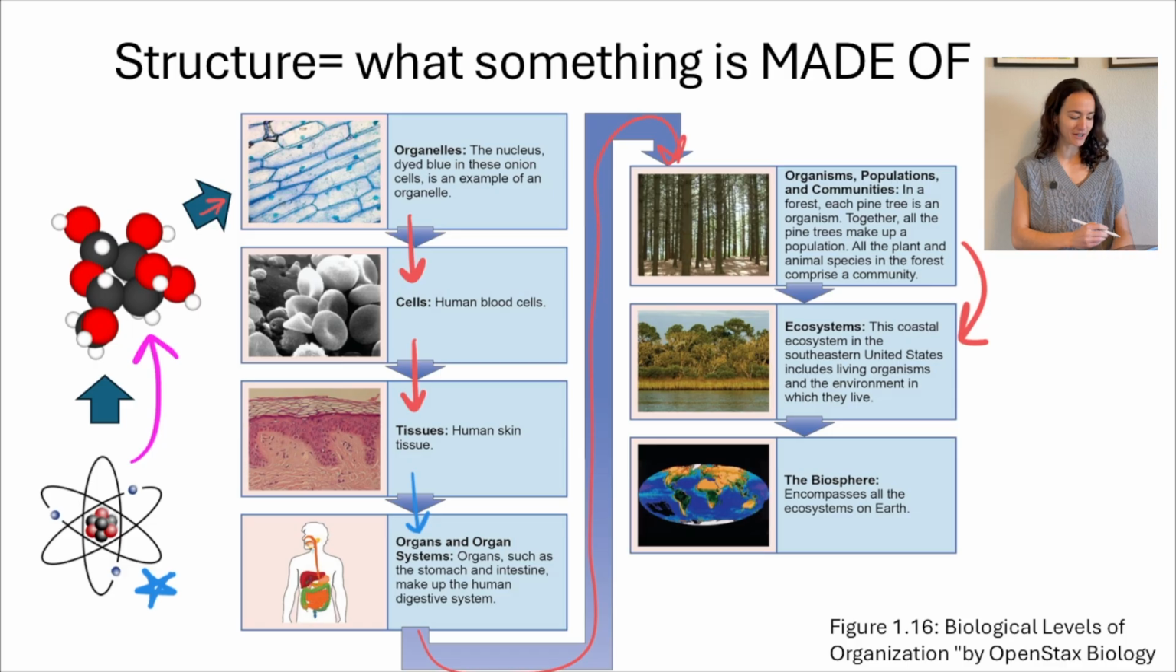In this class, if you're taking General Biology 1 with me, we stick on the smaller levels to start. So we start with those atoms and we build our way up to organism. And then if you're going to be taking a General Biology 2 class, that's where we pick up and talk about things like populations, communities, and ecosystems.